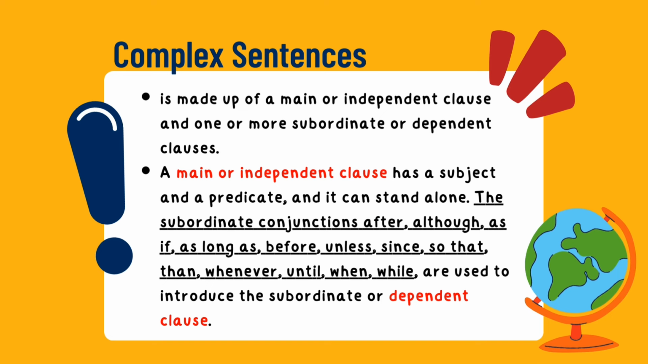Now, let's go to day 4, and for day 4, we are going to learn more about complex sentences. Okay, so a complex sentence is made up of a main or independent clause and one or more subordinate or dependent clauses. A main or independent clause has a subject and a predicate, and it can stand alone. Actually, an independent clause we can already consider as a simple sentence because it has a subject and a predicate and it expresses a complete thought. Meanwhile, the subordinate conjunctions after, although, as if, as long as, before, unless, since, so that, than, whenever, until, when, while are used to introduce the subordinate or dependent clause.